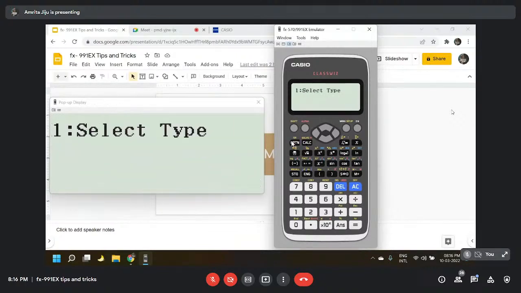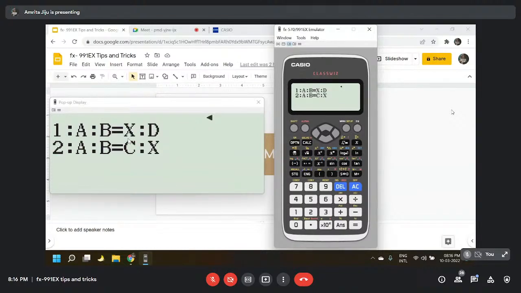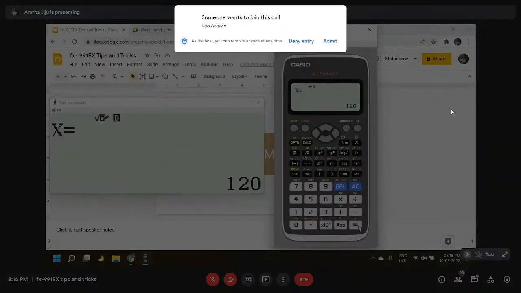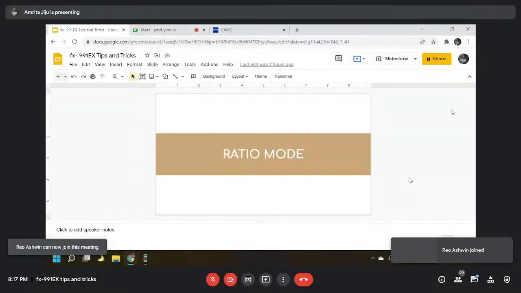Similarly, if you want to select the type, you just go to option, hit 1 and then hit 2. Now the denominator portion is actually the variable. You just set 1 as to 2. You set the value 60 as to X. You're supposed to get the value 120. Yeah, that's the value 120. That's how you do the linear inequalities, or sorry, ratio modes.